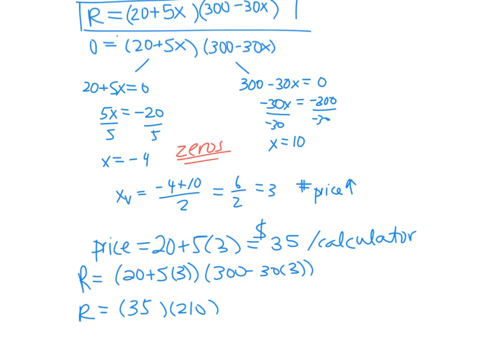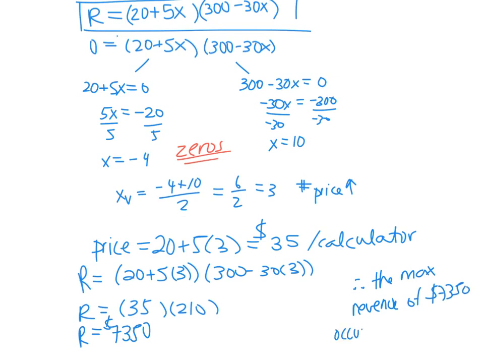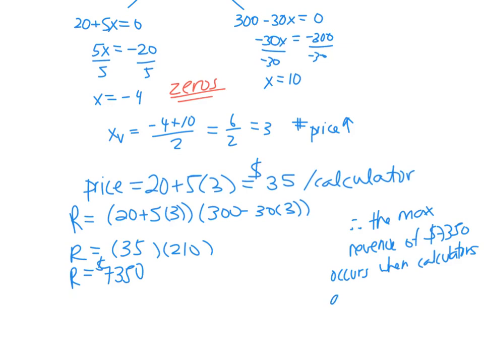And now when I multiply these two numbers, I get $7,350 for that maximum revenue. Therefore, the max revenue of $7,350 occurs when calculators are sold for $35. And there we are.